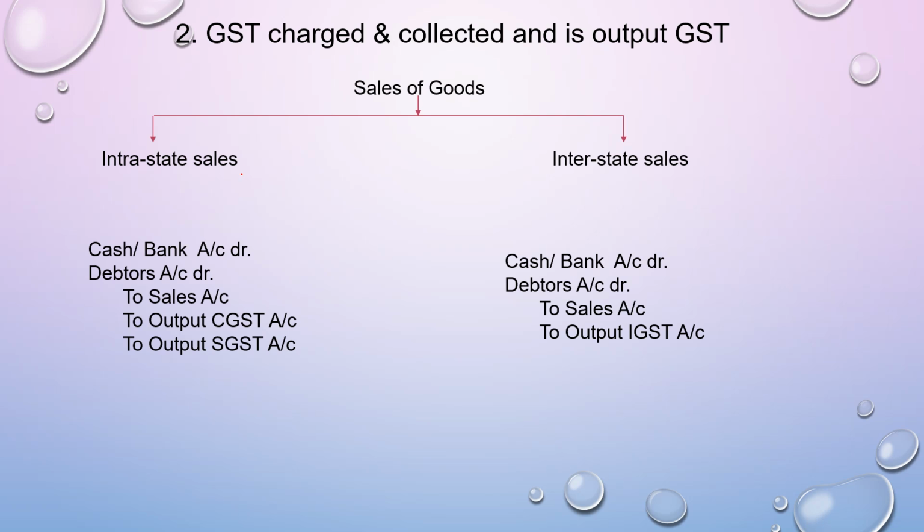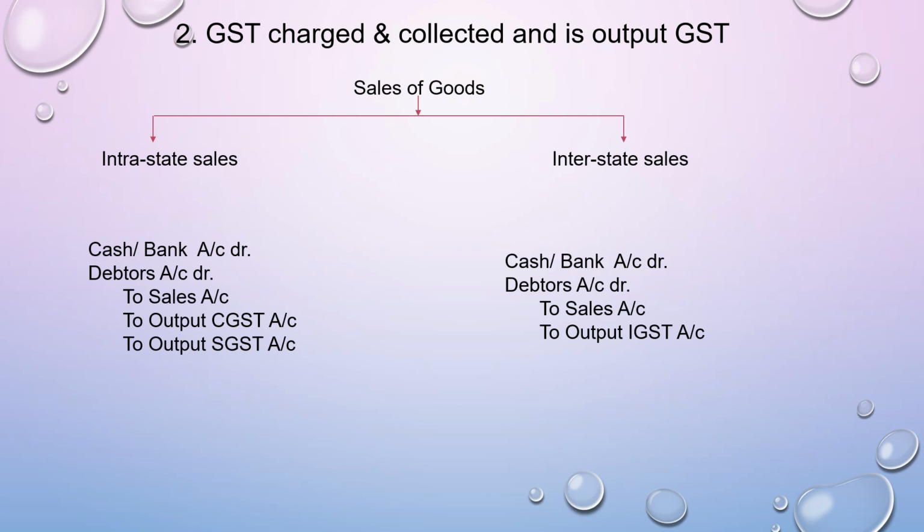You're splitting the GST into half and half between CGST and SGST. Therefore, the normal entry when there's a sale is: if you're receiving the amount immediately in the form of cash or cheque, cash or bank account debit. But if it was a credit sale, you would have debited the debtors account and credited the sales account with the value of the sales.